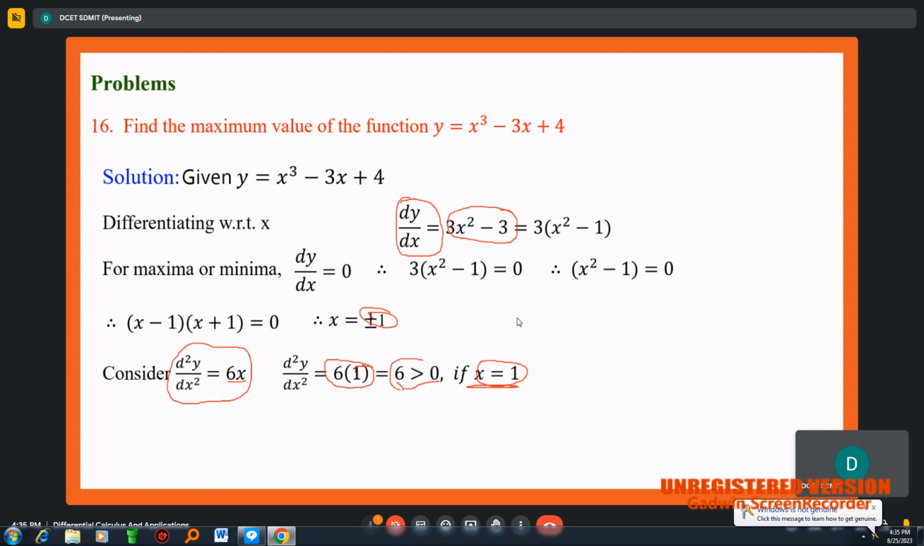Because we are getting 6, which is positive, greater than 0. Now we have to get d square y by dx square is less than 0. Now we have to check for x is equal to minus 1, substituting in d square y by dx square.